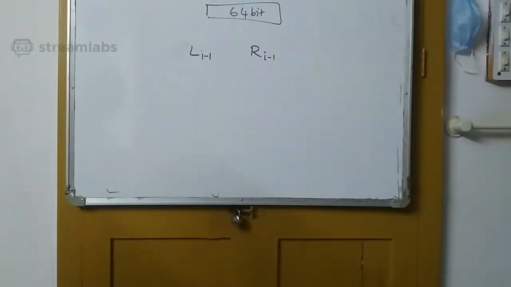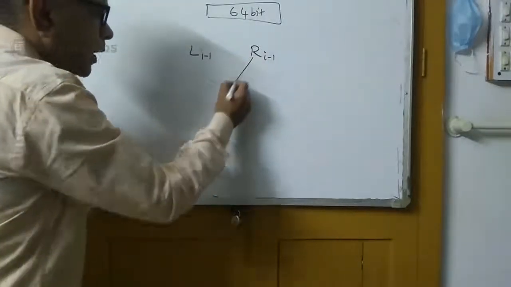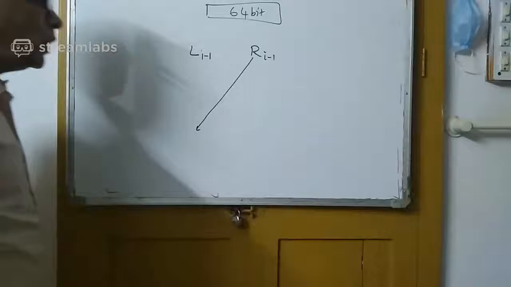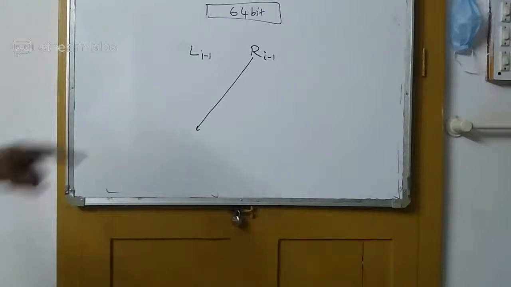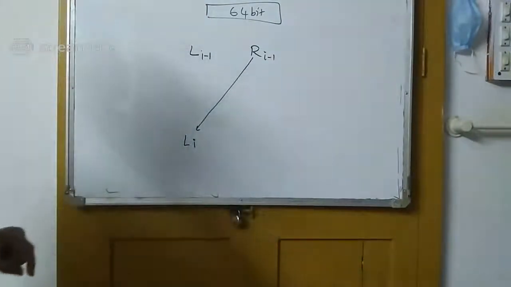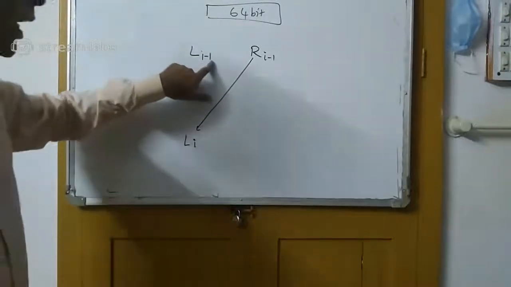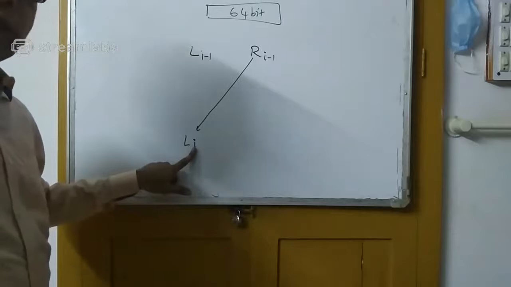Then what we do is, without making any changes to this R(i-1), we shift it to the left side. I am going to call it L(i). I purposely took L(i-1) and R(i-1) so that I can use L(i) over here.